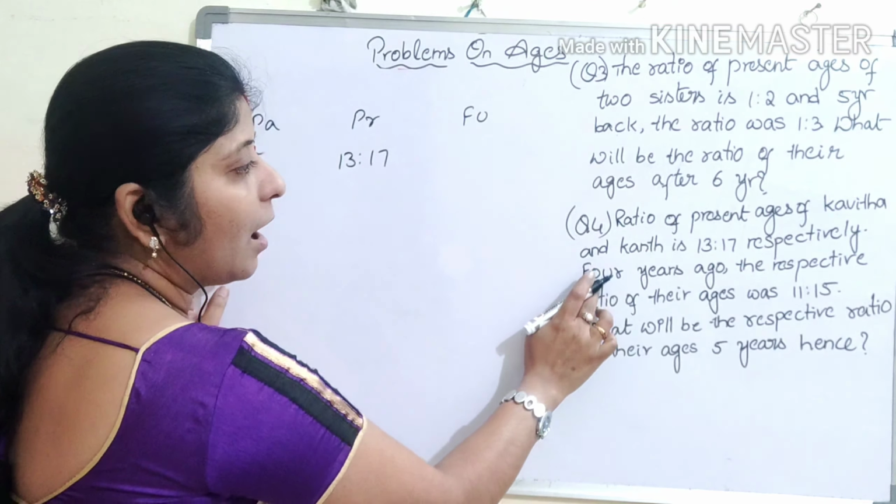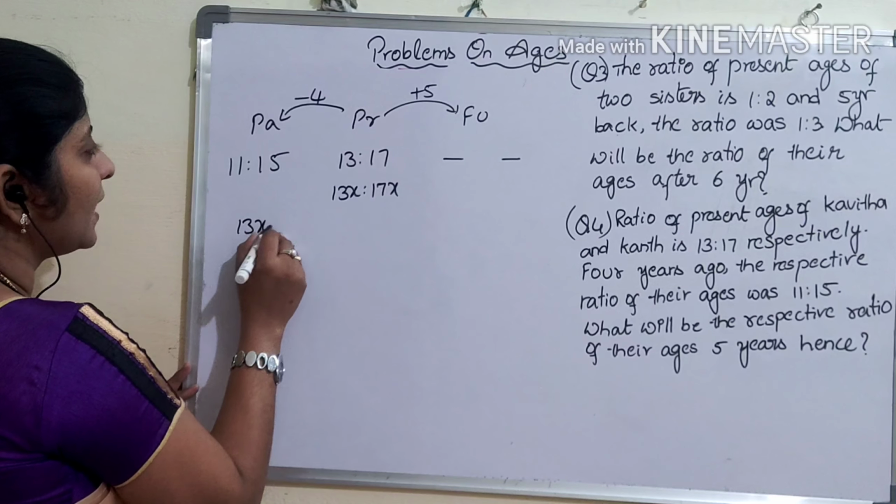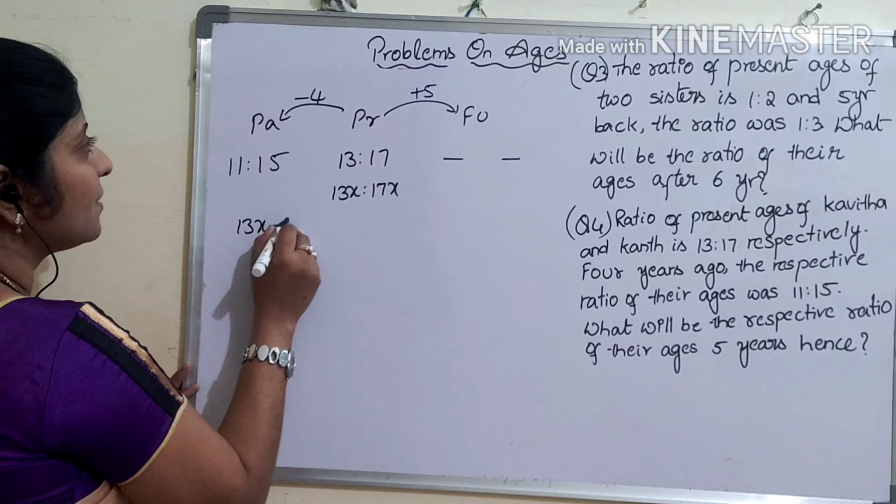And what will be the respective ratio of their ages 5 years hence? 5 years hence means we have to go to the future. After 5 years, we have to find the ratio of the ages of Kavita and Kiran. So let us take the present ages as 13x and 17x. Going back 4 years, that means (13x minus 4) by (17x minus 4). This ratio is given as 11 by 15.